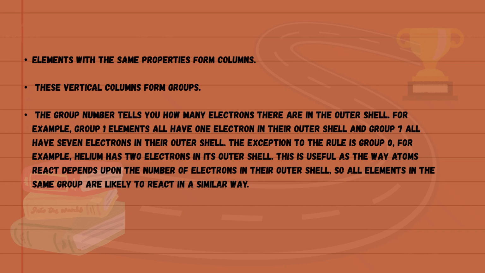For example, helium has 2 electrons in its outer shell. This is useful as the way atoms react depends upon the number of electrons in their outer shell. So all the elements in the same group are likely to react in a similar way.